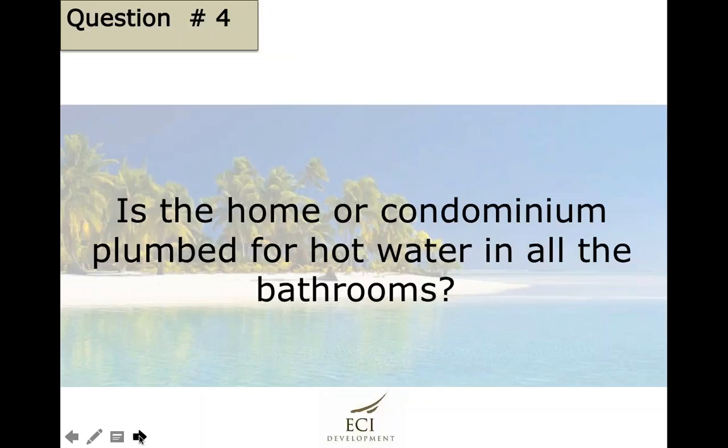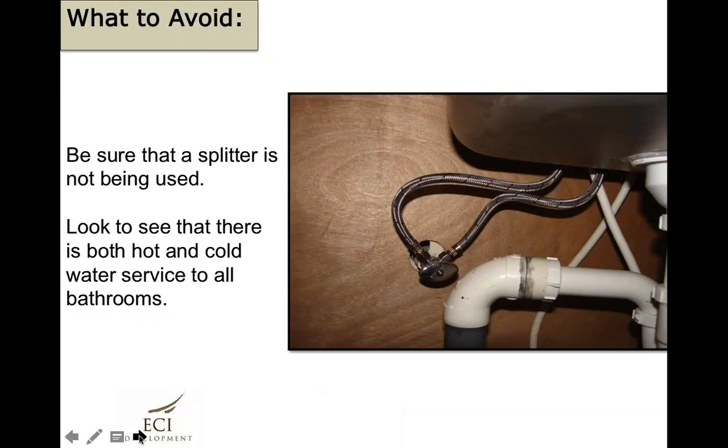Is the home or condominium plumbed for hot water in all bathrooms? This is one of the best photos we have out there. So this is from a $300,000 condo in Guanacaste region of Costa Rica. Beautiful granite countertops, beautiful tile floors. But look at this splitter. This is a cold water pipe, I guess if you will, being split, and so that when it comes up out of the faucet, it looks like you might have a hot and cold water system, but really it's just cold water.